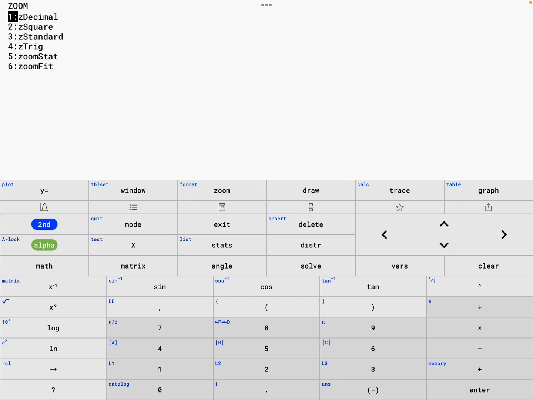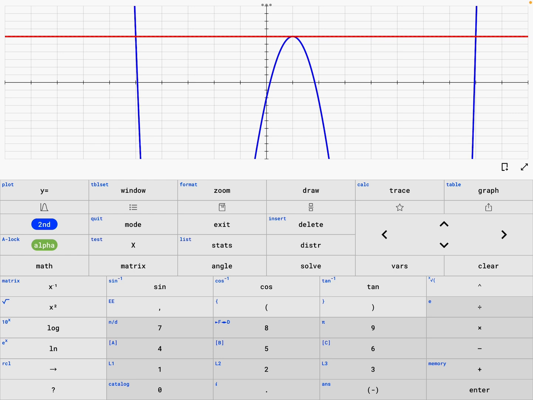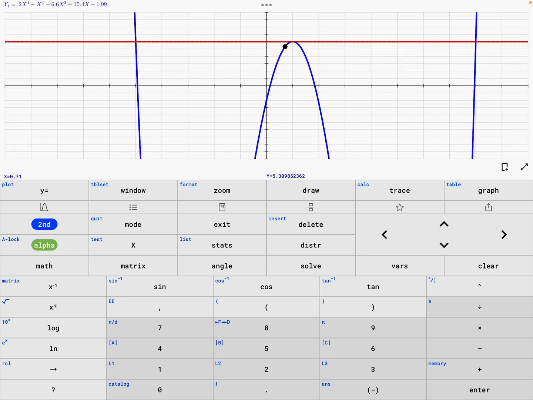So if you go to zoom, there should be a zoom in option, and if you click that zoom in function, I don't have it and I don't know why, but what it will do is bring you back to the graph with a cursor, and you can use the directional pad to move the cursor into that general area, and if you click enter, it will zoom in on that area. You need to verify if that's happening twice there.